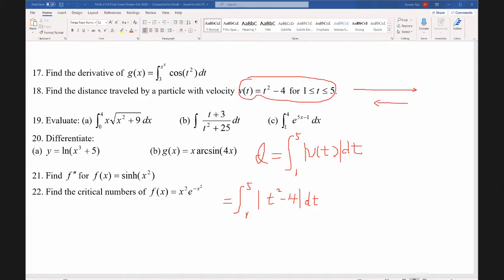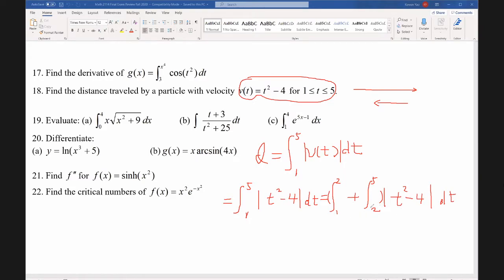Okay, now t squared minus 4, when t is equal to 2, this is equal to 0. If t is less than 2, this will be negative. If t is larger than 2, it will be positive, right? So you have to split into two parts, right? From 1 to 2, and then from 2 to 5. This is the property of the integral, right? You can split it into two parts. Okay, absolute value of t squared minus 4, right? You split it from 1 to 2.